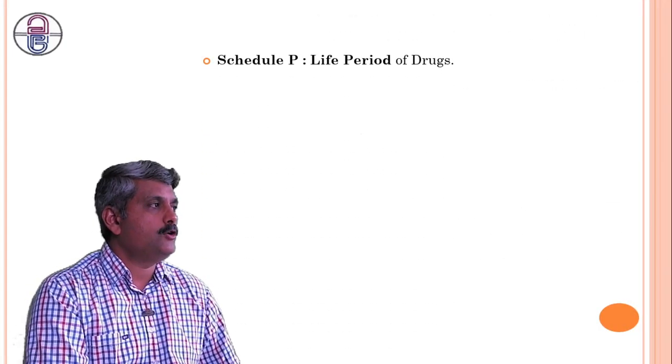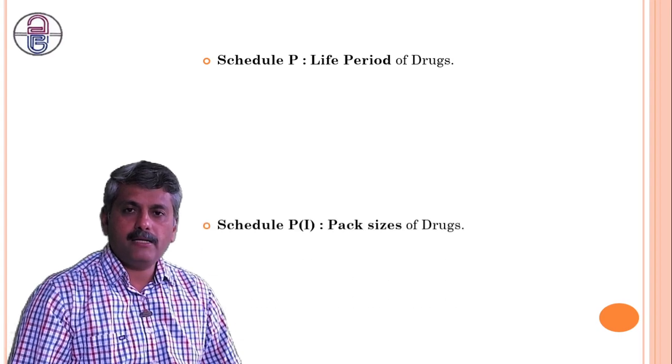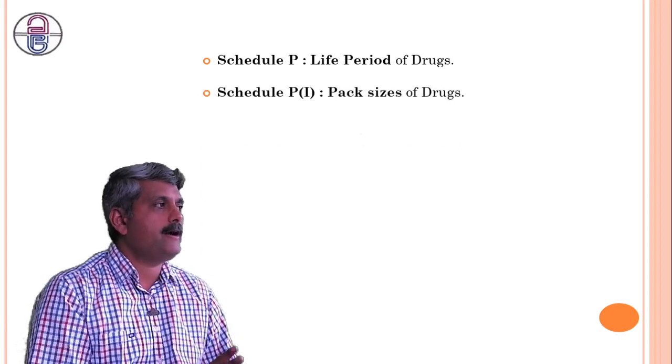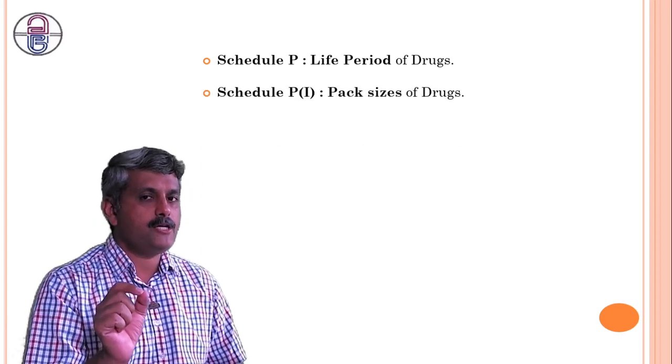Next, schedule P, that is the life period of a drug. Life period is nothing but expiry. How to find out the expiry is mentioned in schedule P.